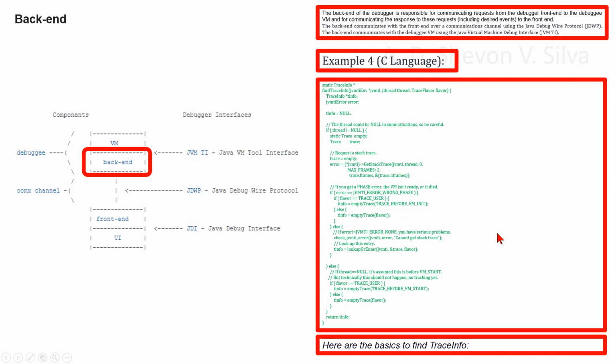JVMTI_EVENT_VM_INIT. After the VM_START event and approximately several hundred class load events, the VM will reach the fully initialized event. That is about initialization. Here the thread could be null in some situations, so be careful. Here the request for the stack trace.